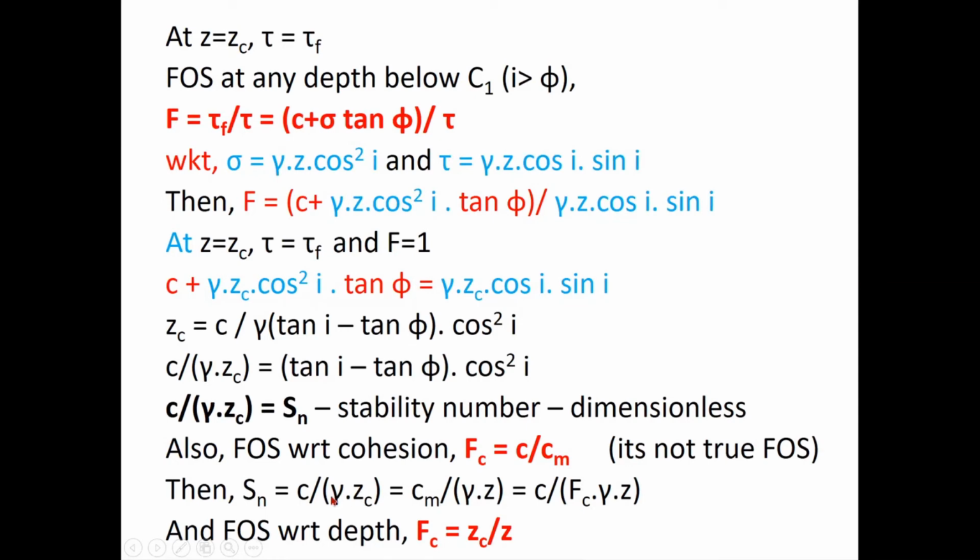You can cancel the C and sigma here, and you can also cancel the C and sigma here. So your equation will be 1 by Zc equal to 1 by Fc into Z. So Fc will be equal to Zc by Z. So you can also write the factor of safety in terms of depth. You can also represent your factor of safety in terms of cohesion.